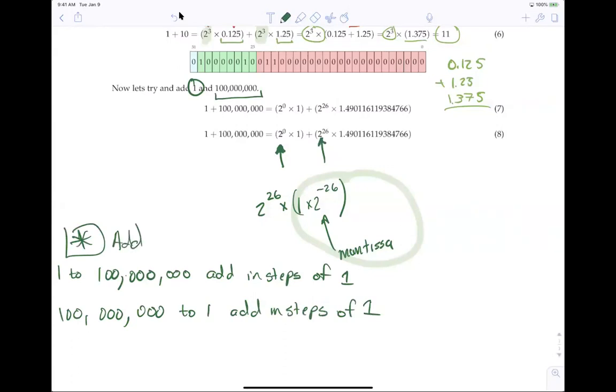Okay, so, yes. All right, yes. So, can you actually represent that accurately? Yeah, that's a very good point. And so, the answer obviously is no, you can't accurately represent 100 million. Let me think if that is.